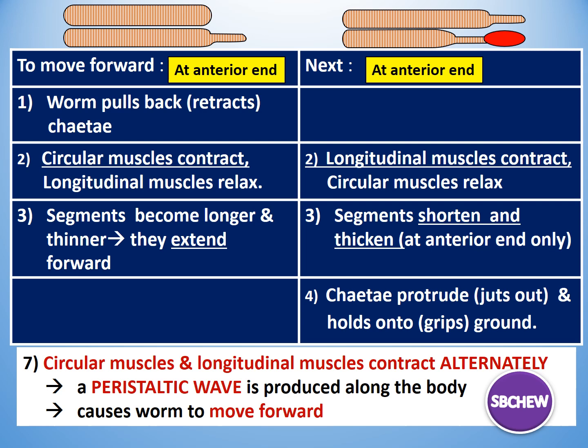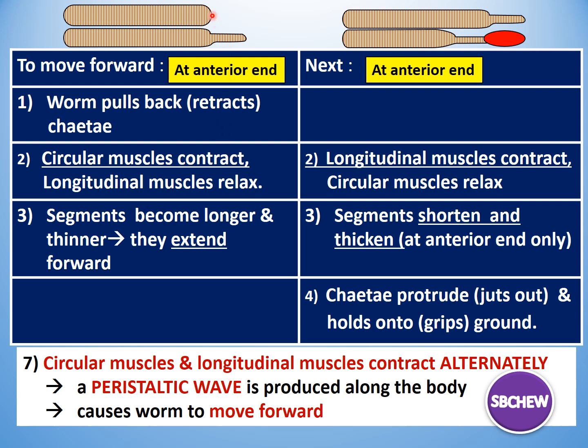We will now use a table to compare the actions of the two antagonistic muscles, that is the circular muscles and the longitudinal muscles. To move forward, at the anterior end, firstly, the worm has to retract its setae so that it can move forward. So it pulls back its setae and then starts to contract its circular muscles.